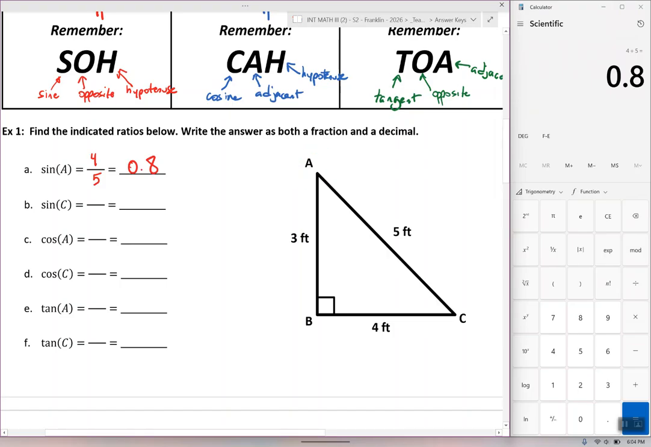Okay, now we'll do sine of angle C. Here's angle C. Again, sine is opposite over hypotenuse. So the side opposite angle C is 3, and the hypotenuse is 5. So 3 over 5 is 0.6.